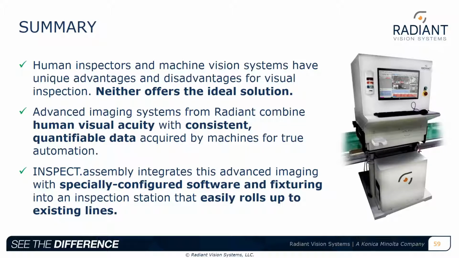So in summary, human inspectors and machine vision systems have unique advantages and disadvantages for visual inspection, and neither offers the ideal solution. Advanced imaging systems from Radiant Vision Systems combine human visual acuity with consistent, quantifiable data acquired by machines for true automation. And INSPECT.assembly integrates this advanced imaging with specially configured software and fixturing into an inspection station that easily rolls up to your existing lines.